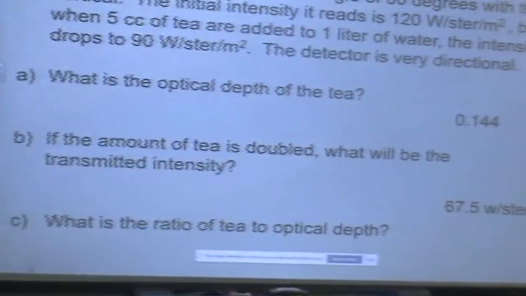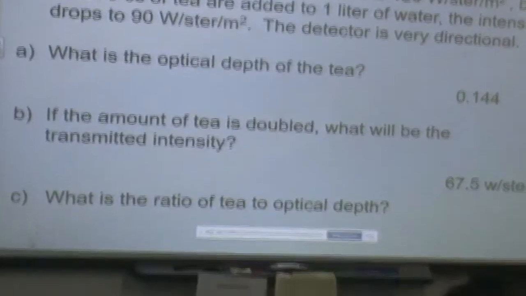And then the final thing, this is getting back to coefficients and so on. What is the ratio of T to optical depth?